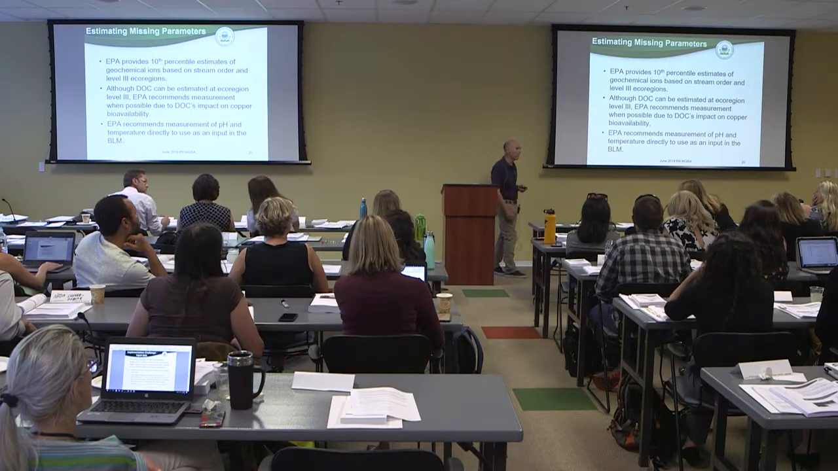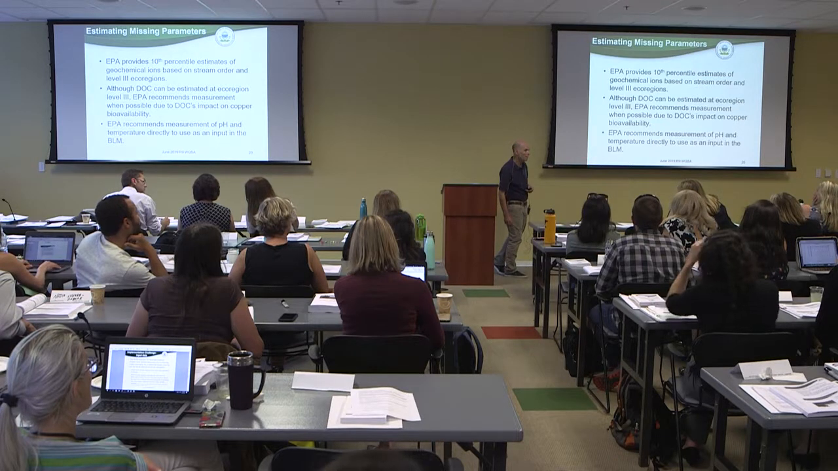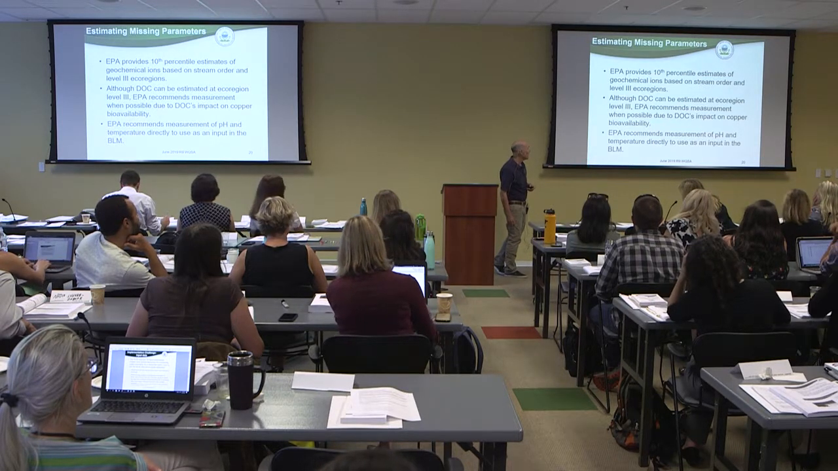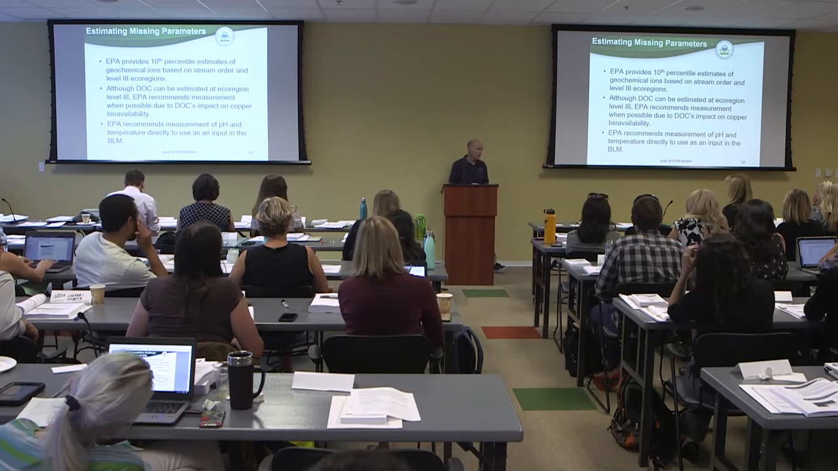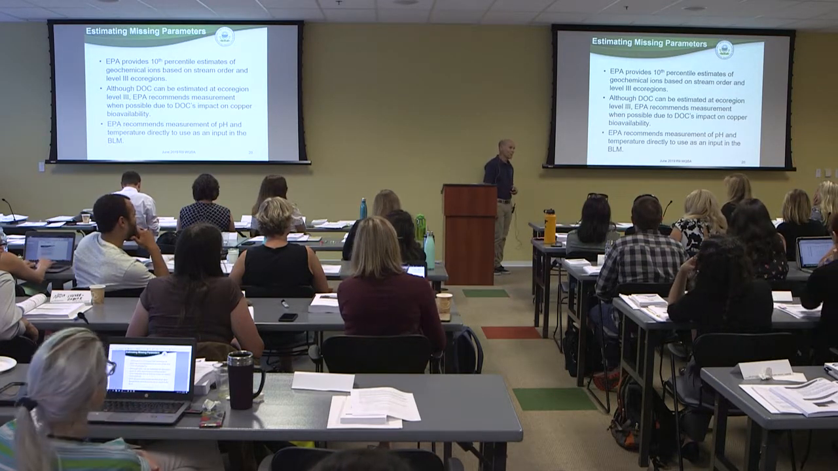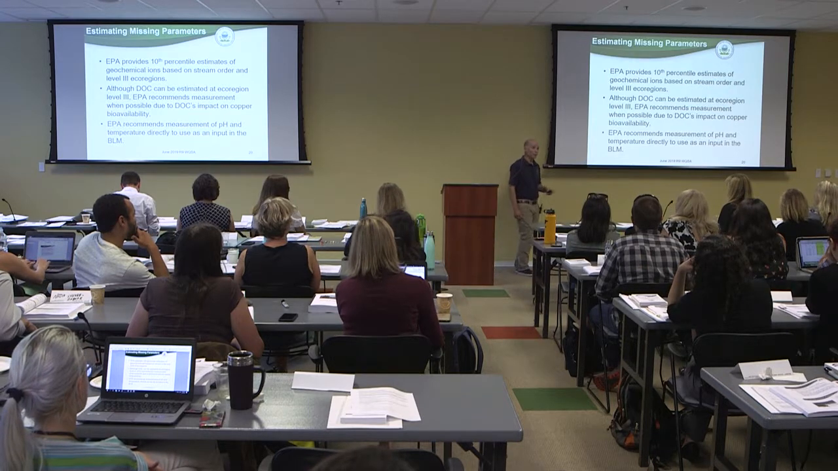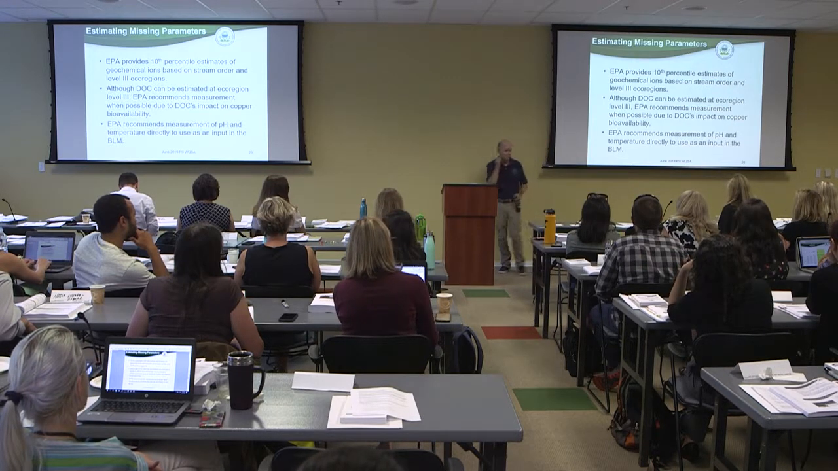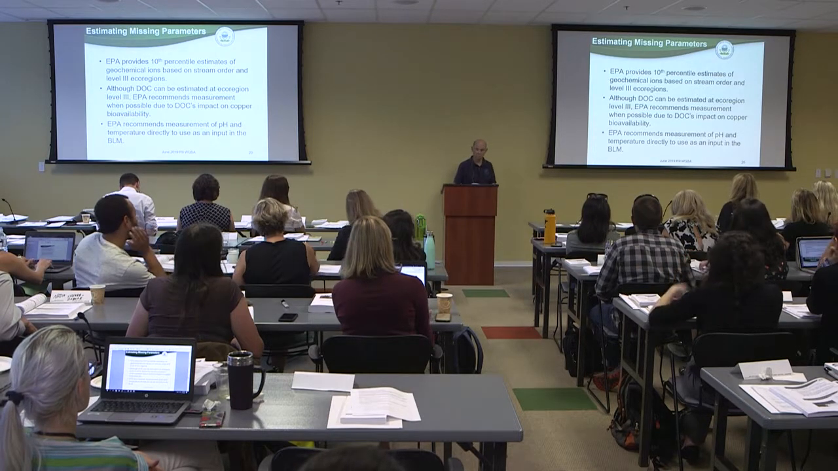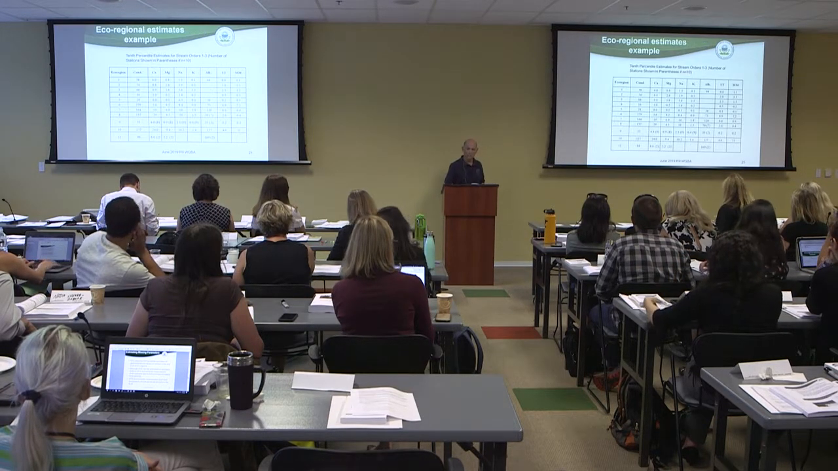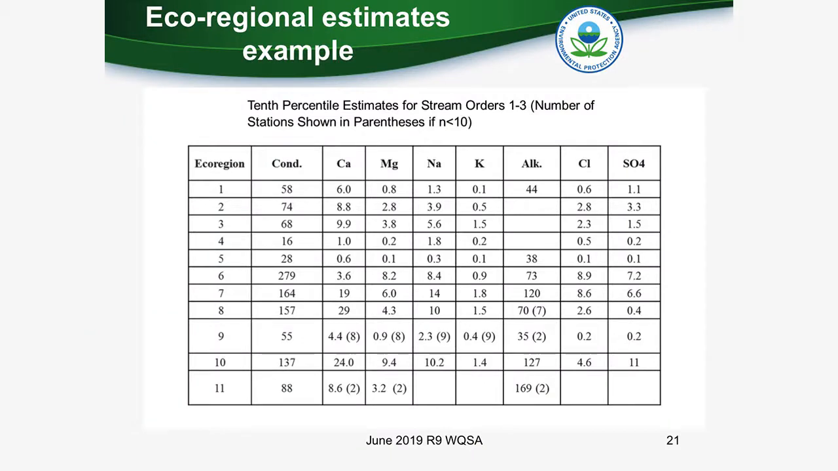Are there other values that you recommend getting besides DOC and, I suppose, calcium and magnesium? The recommendation is you get them all, but the bang for the buck is DOC and pH, and hardness, I guess. Those three basically are the drivers. And this just shows an example of those 10th percentile estimates that you can just pull out of this book.